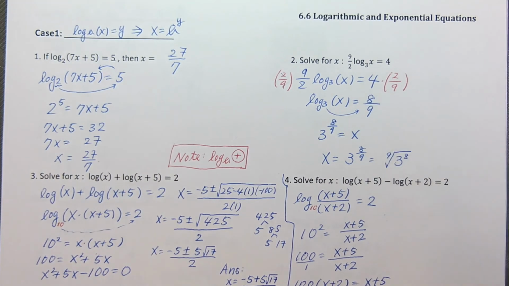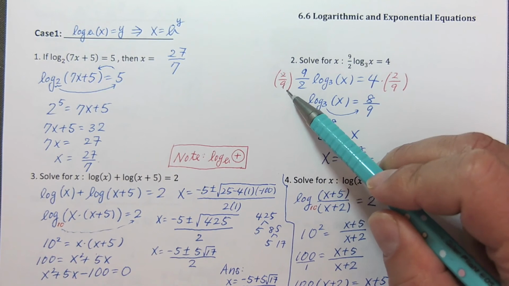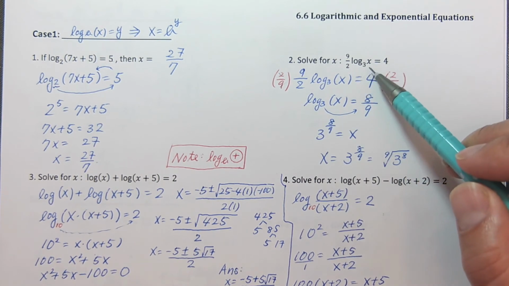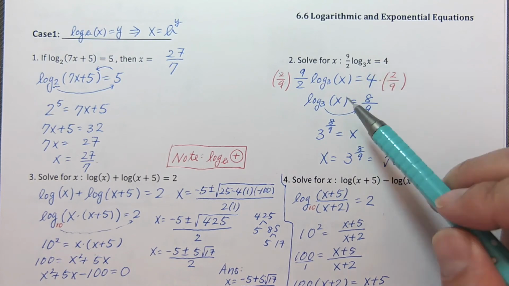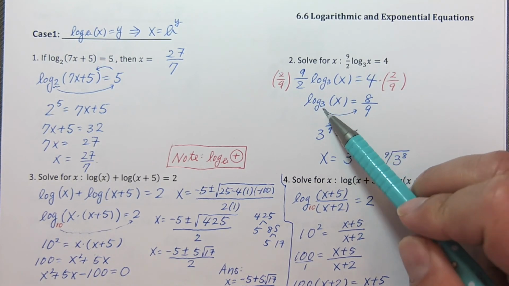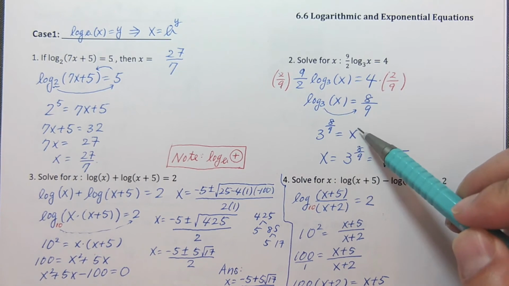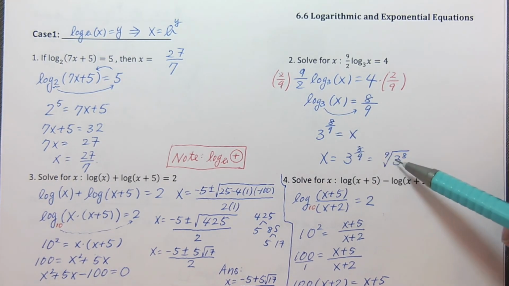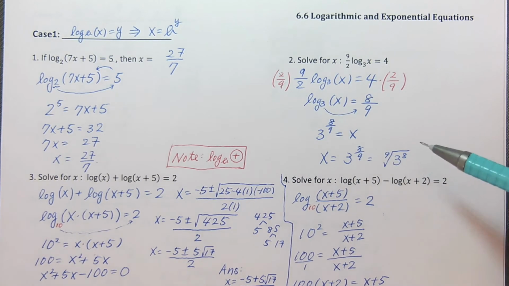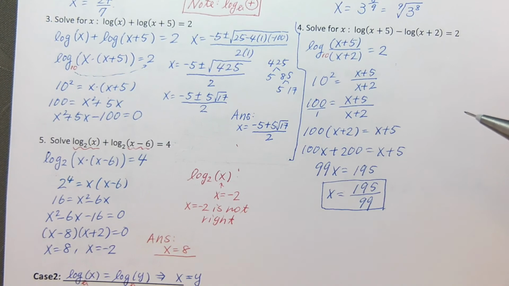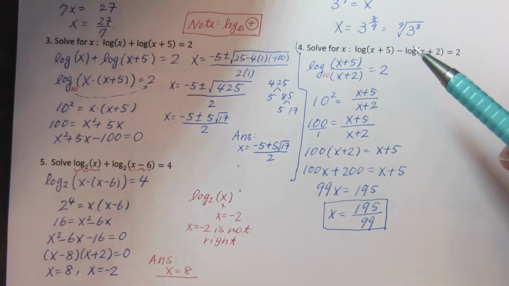For this one, what we're going to do first is get rid of the 9 halves by multiplying by the reciprocal. You can see I have that in red here. And the idea is to get the logarithm by itself first and then convert it into exponential form. So this will become x equals 3 raised to the 8/9 power. You can see that we have that there. You should be able to write it in either form. Here it is in radical form as we're looking at that. Just a quick note that I made here.